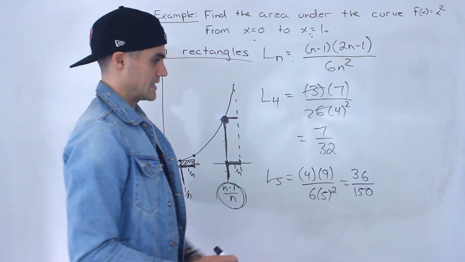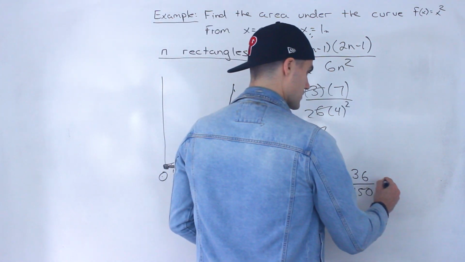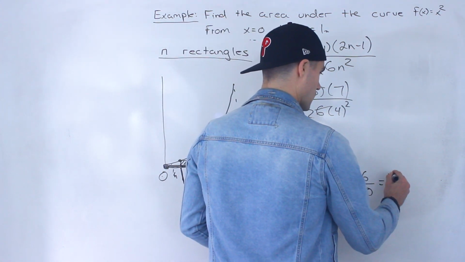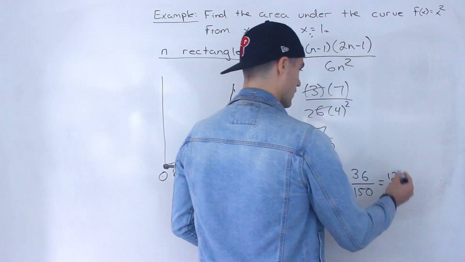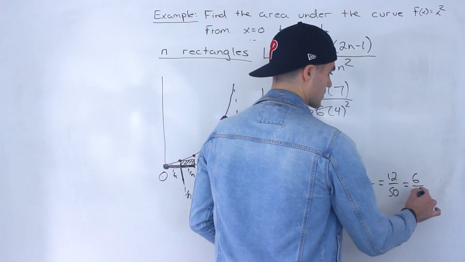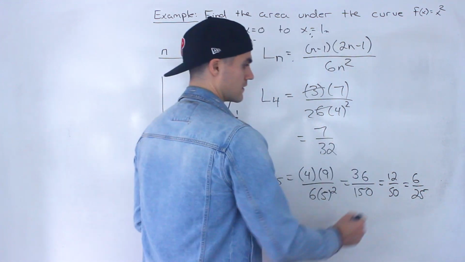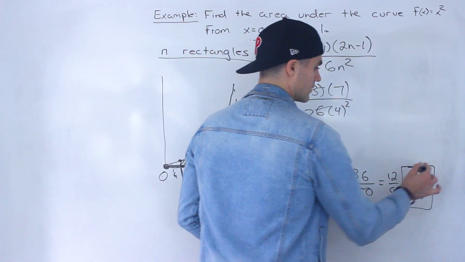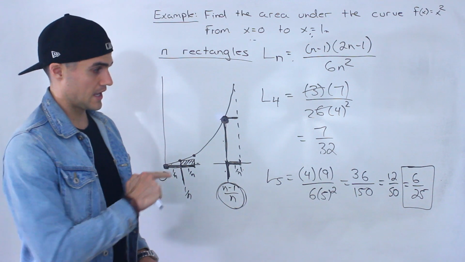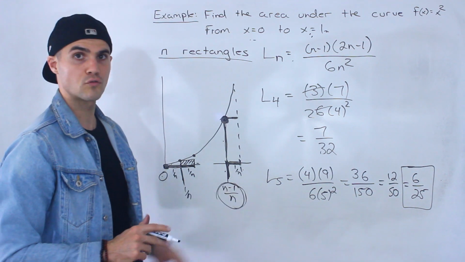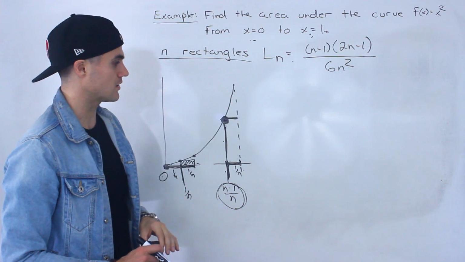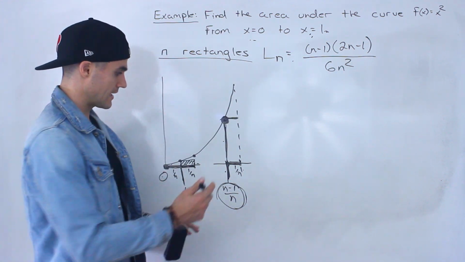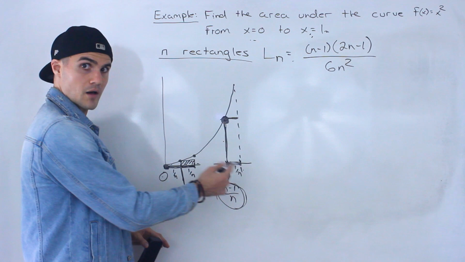Right, 25 times 6. So what's this going to reduce to? This is going to reduce to 12 over 50, which is going to reduce to 6 over 25. And if you remember, 6 over 25 is also what we got for L5.